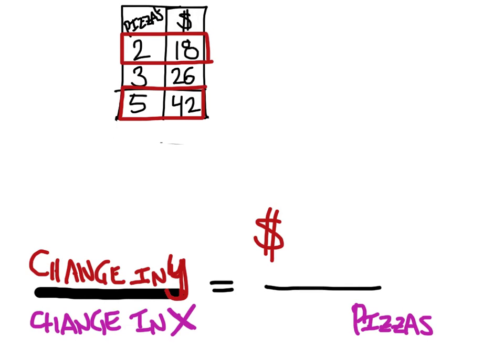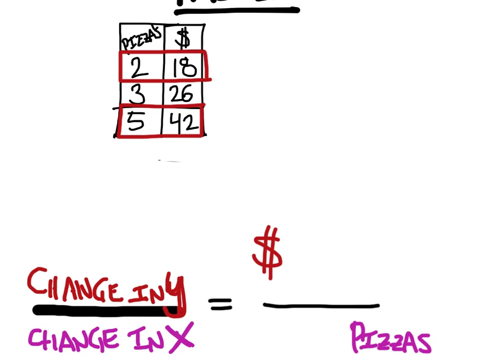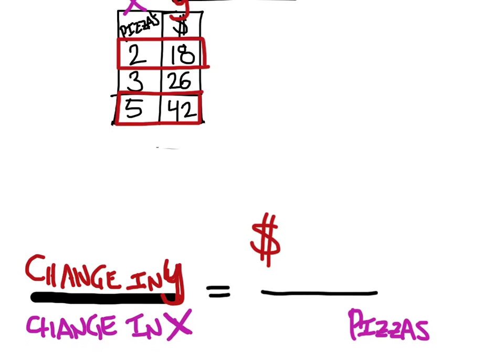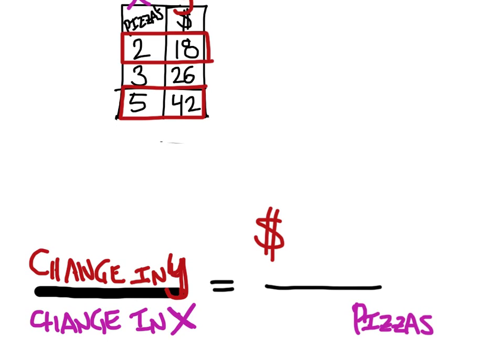Well, let's find the change in y first. So with these tables, the x values are always on the left. When they have horizontal tables, I'll show you how to figure out if it's x or y. But not right now. Let's finish this problem. So the change in y.